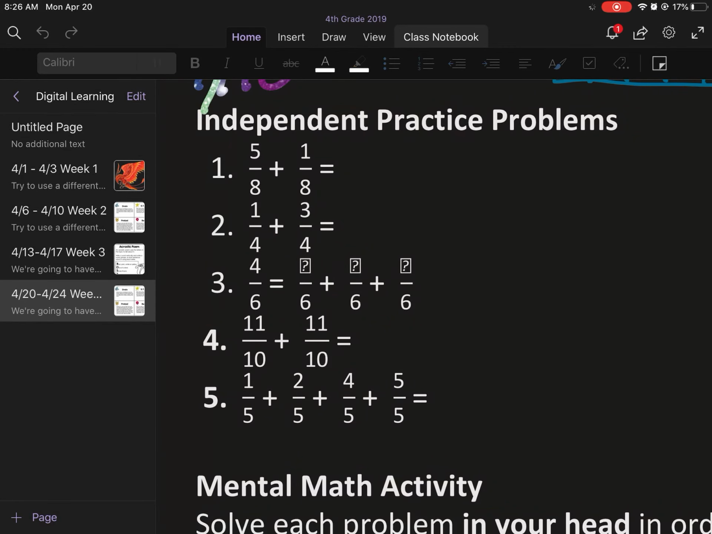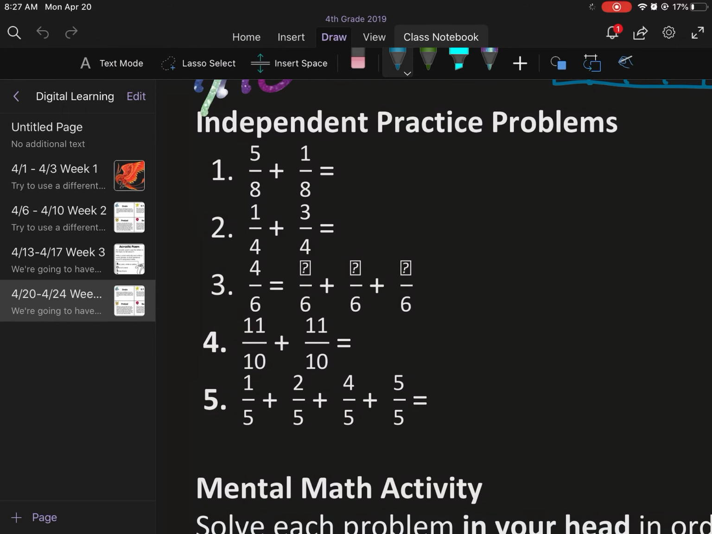We're on our independent practice problems, so what do we need to do? Well, these are all adding fractions with the same denominator. So remember, when I add fractions, I add the numerators first. Numerators are those top numbers, and then I leave the denominators the same. So we have 5 plus 1 is 6, and the denominators stay the same, 8.